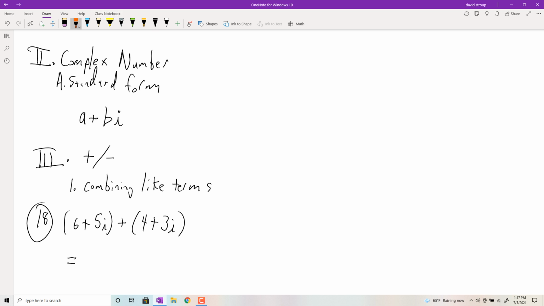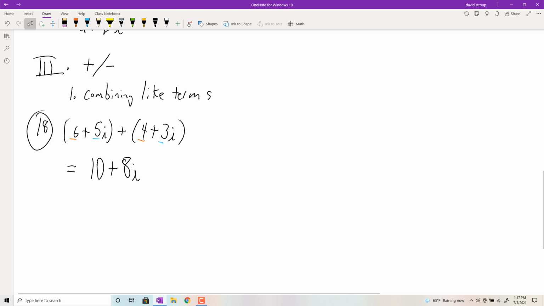All I'm going to do is combine the like terms. So I want the real parts to add those together. Here's the 6 plus the 4. That'll give me 10. And then plus, you're adding the imaginary parts, right? So the 5 plus 3 is 8, so we'll have 8i, 8 i's, if you wish. Okay, so no big deal there.